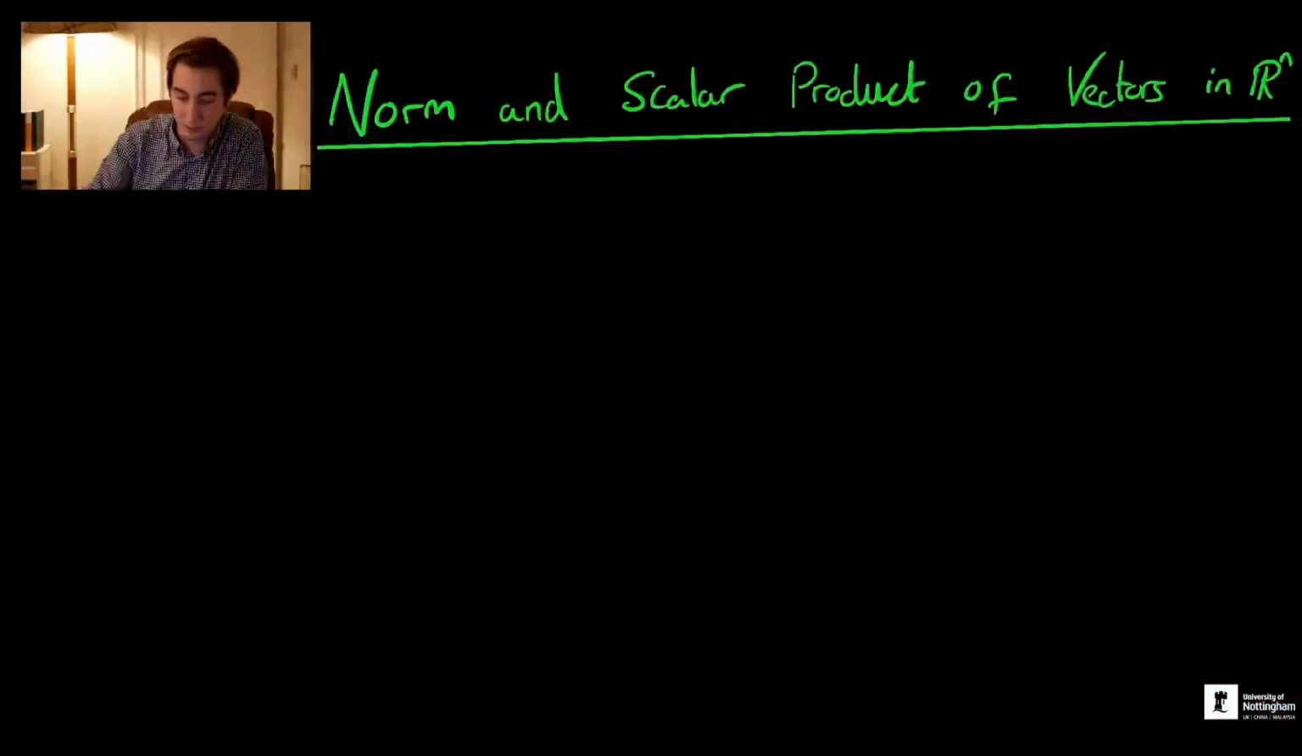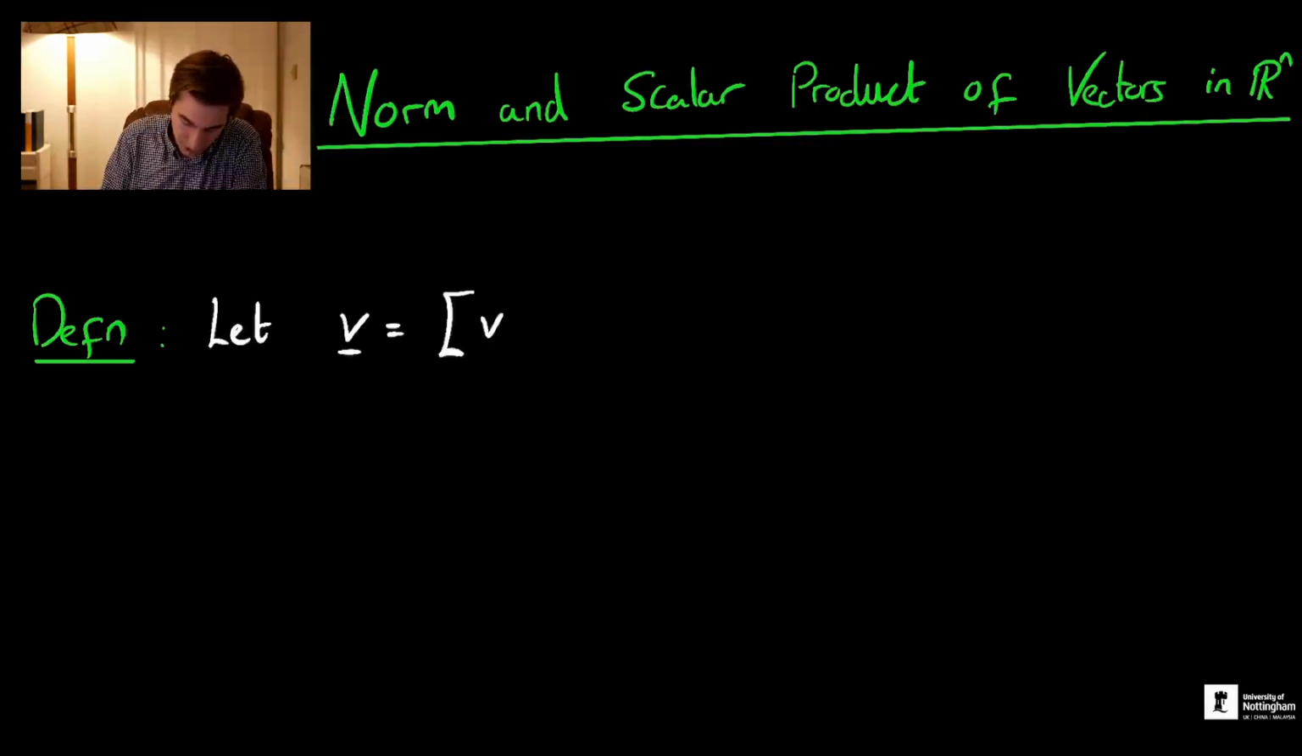So let's go to the tablet, and we want to start here by constructing a notion of something that allows us to calculate the length of vectors. And this is otherwise known as the norm of a vector. So we start with our definition. Let V simply be a vector in Rn, so we describe it by these n many coordinates, V1 through Vn.